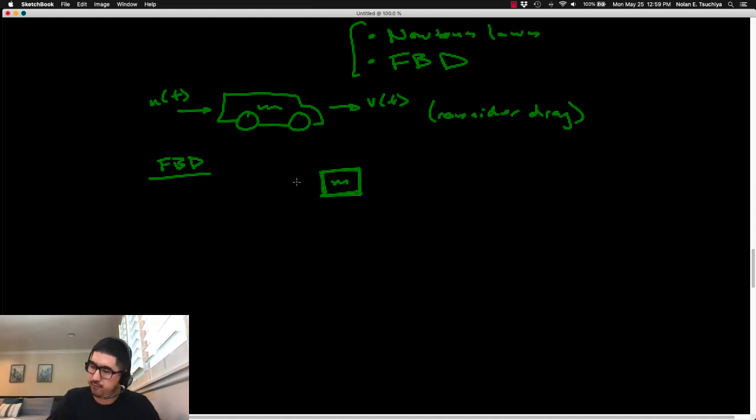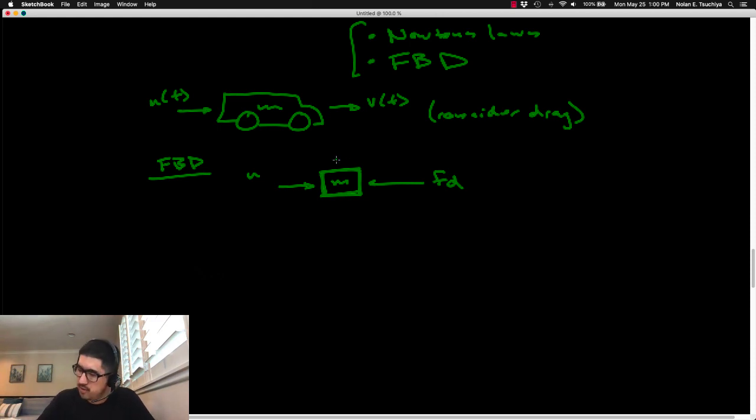Okay, there's a force due to the engine. That's our input force, U. And there's also another force. It's the force of aerodynamic drag trying to resist that forward motion. Right? Those are the two forces that are sort of fighting each other in this vehicle system.